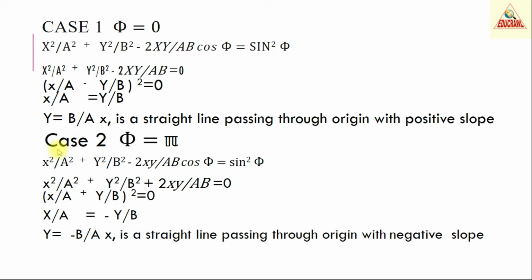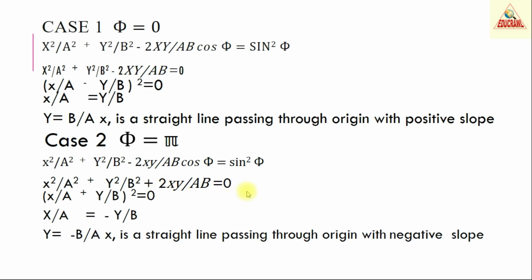Now move on to case 2. In case 2, phi is equal to pi. So substituting the phi value as pi, we have the equation x squared by a square plus y squared by b square minus 2xy divided by ab into cos pi. Cos pi value is minus 1, which is equal to sin square pi. Sin square pi, the value is once again 0. Hence the expression becomes x squared by a square plus y squared by b square plus 2xy divided by ab is equal to 0.